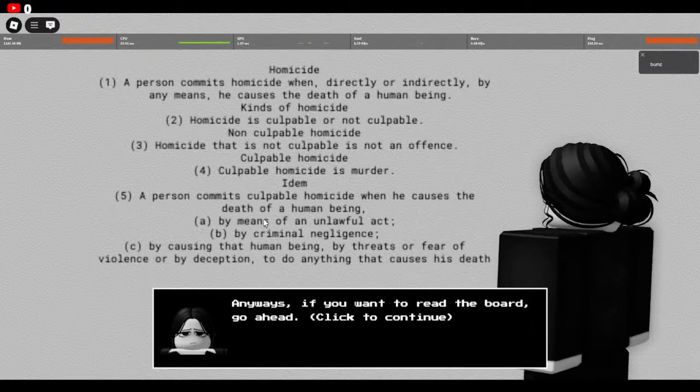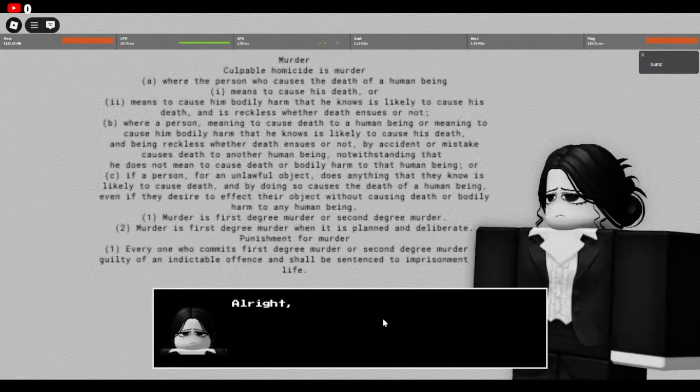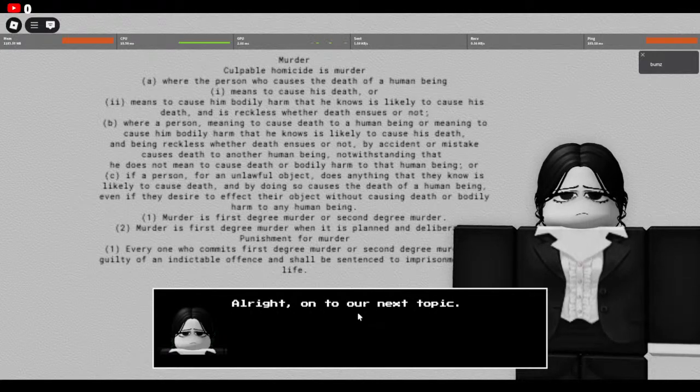A person commits culpable homicide when he causes the death of a human being by means of an unlawful act, like criminal negligence, by causing that human being, by threats or fear of violence, or by deception, to do anything that causes his death. Alright, go on to our next topic.